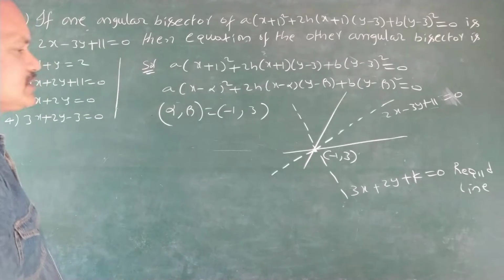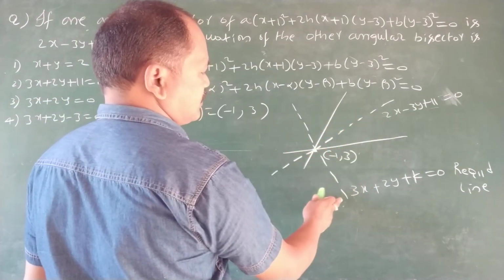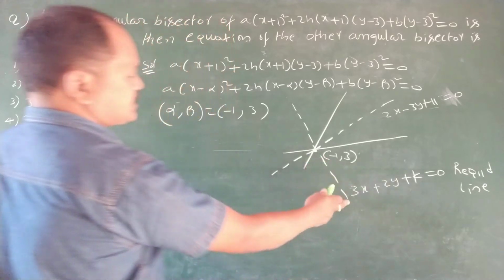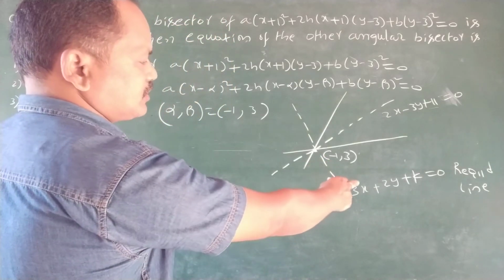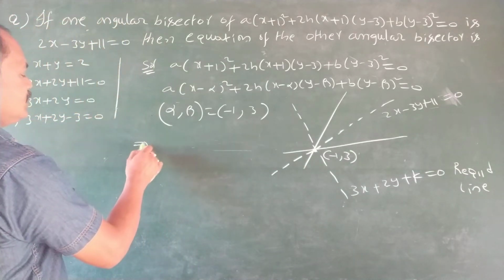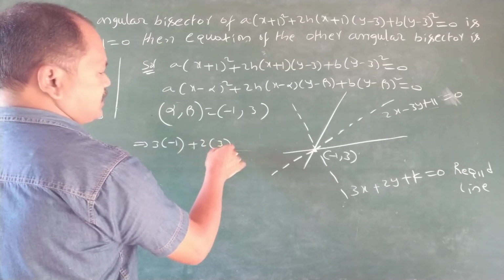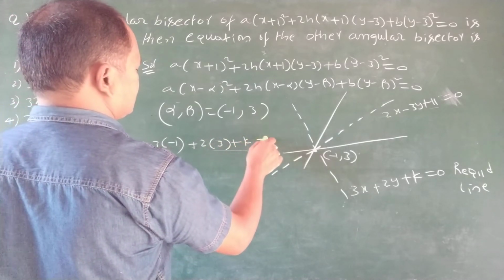That's why it is a congruent concept. That's why this is one bisector, and now this is the required bisector. It is also passing through (-1, 3). That's why you have to substitute x = -1 and y = 3. Then it is 3 times (-1) plus 2 times 3 plus k is equal to 0.